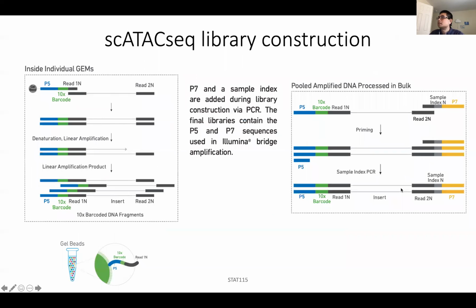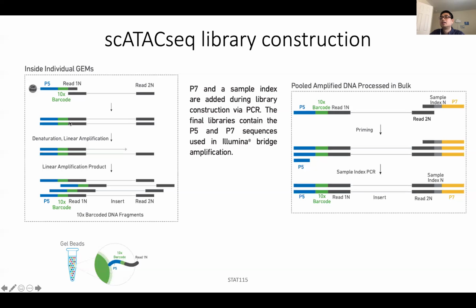Okay, let's look a little bit closer at the library construction. So we know here each bead contains the P5, which is the Illumina sequencing adapter, and this 10x cell barcode is 16 base pair, and this sequence, this fragment sequence, corresponds to the reverse complementary adapters Tn5 inserted.